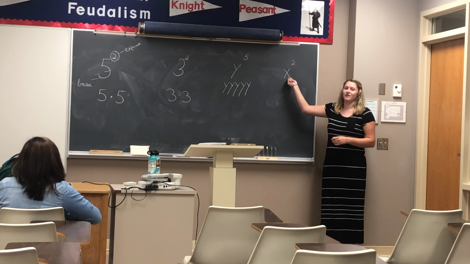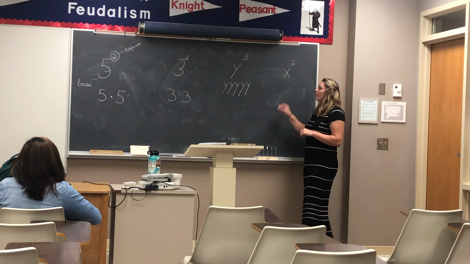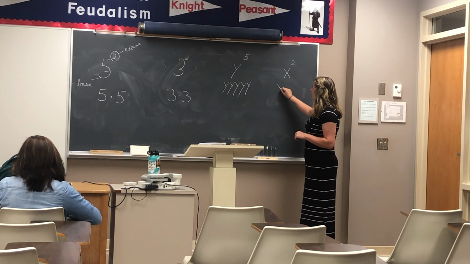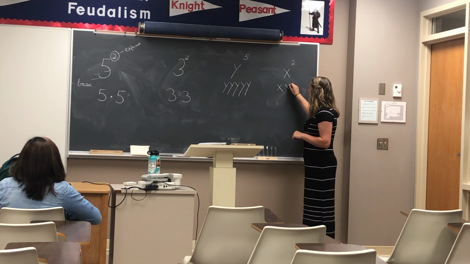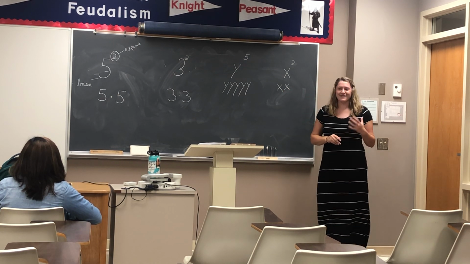How do we read this one, Anna Grace? X squared. X squared, because it has that too. And what does it look like? X times X. Is that it? That's right. X times X. That's very good.